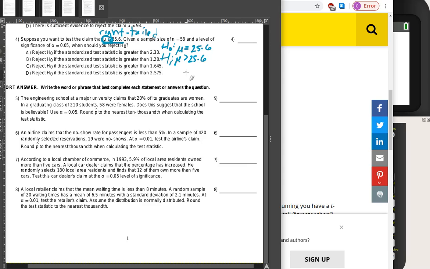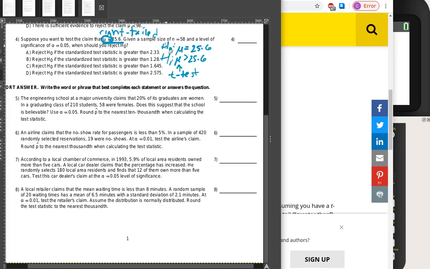Of course, the type of test is determined by which parameter we're talking about. And since we're talking about the mean, this should be a t-test. Now it says, given a sample size of n equals 58 and a level of significance of alpha equals 0.05, when should you reject the null hypothesis?